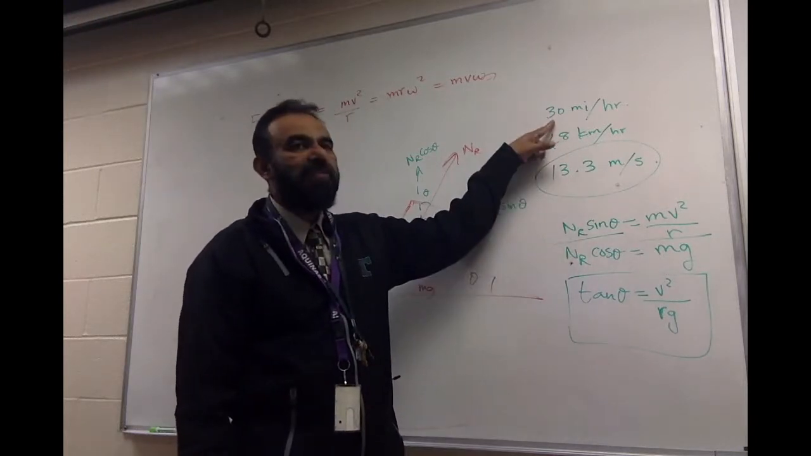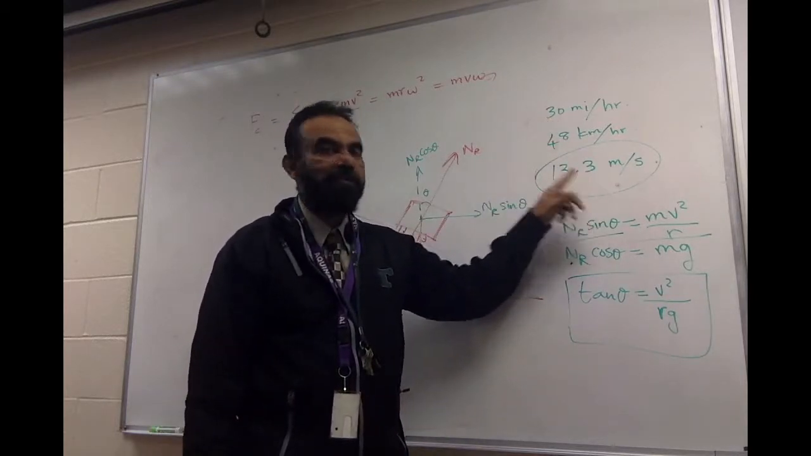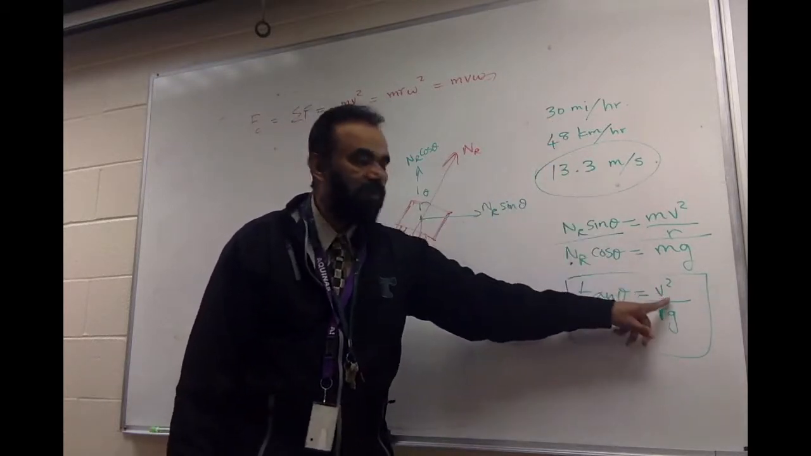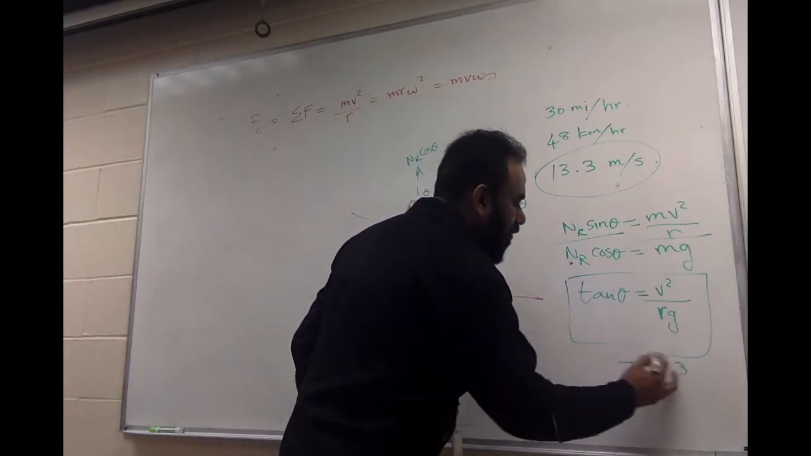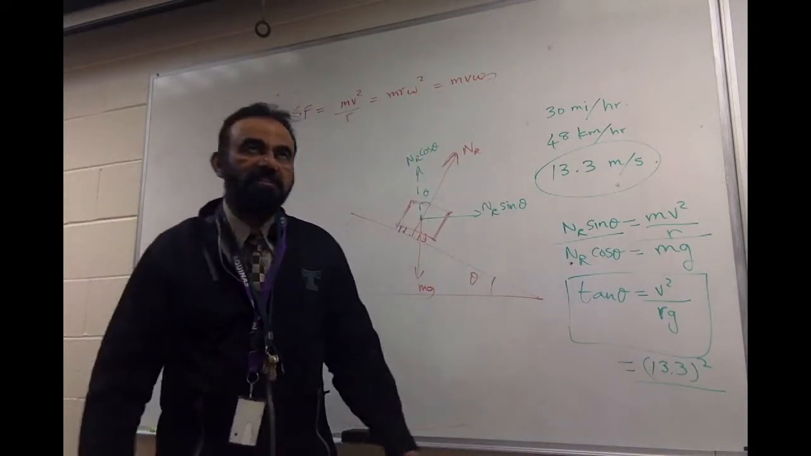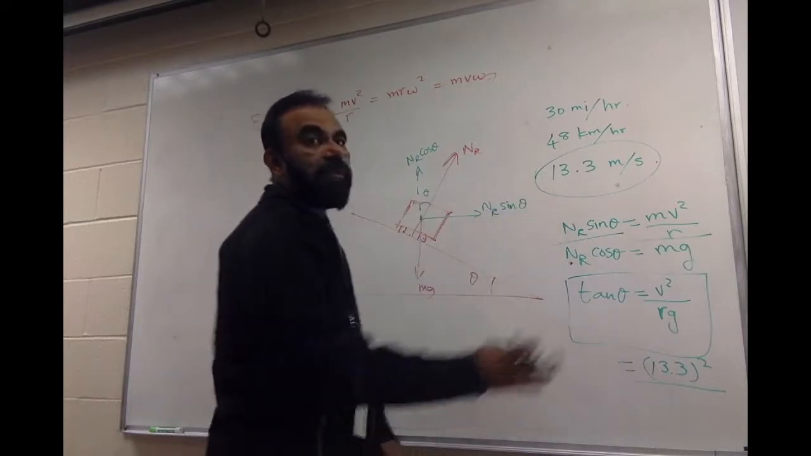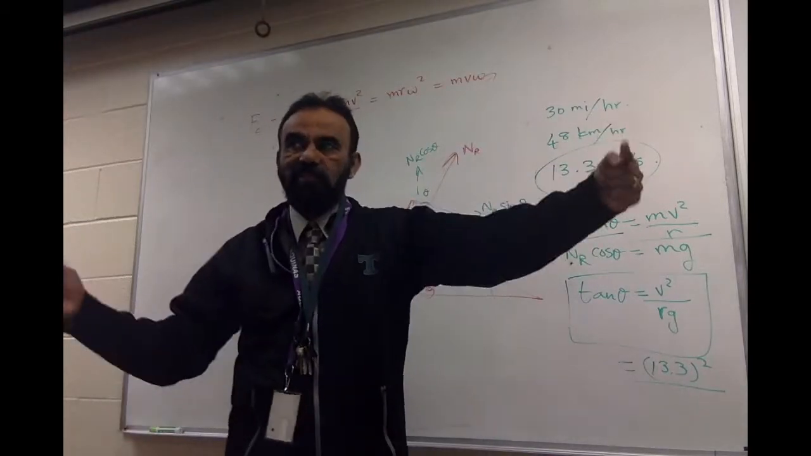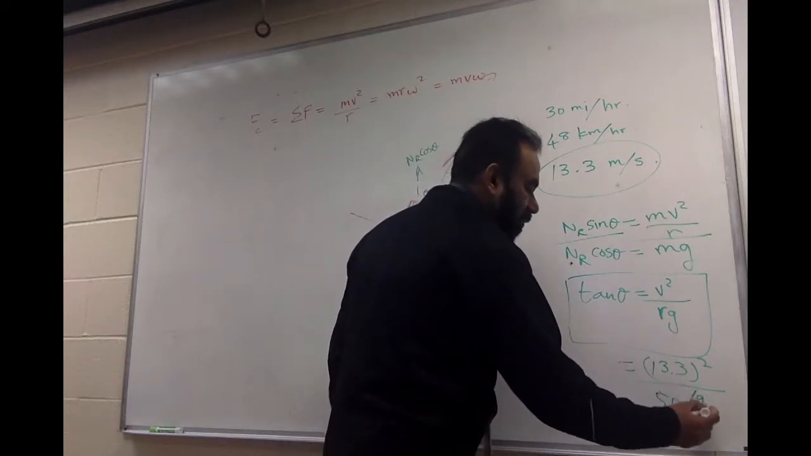So 13.3 meters per second is the speed that's supposed to be on that yellow board. But they write 30 miles per hour because you know those speeds better than this speed, okay? So 13.3 is already determined. So speed squared is 13.3 squared. The radius of the turn of the ramp is, let's say, 50 meters. You know the radius of the entire track, let's say it's 50 meters. So it's 50 times 9.81.